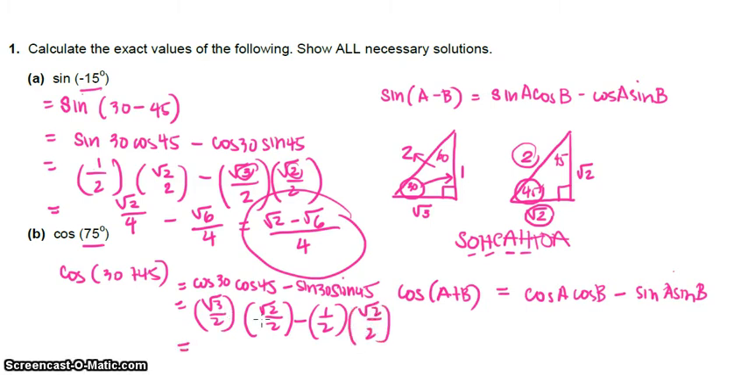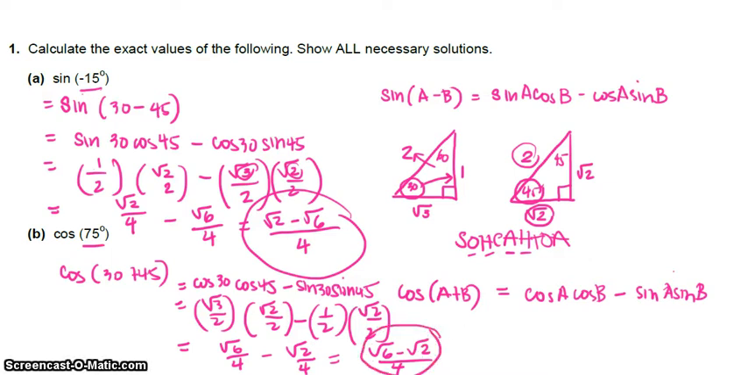And then simplifying this, same idea. This is square root of 6 over 4. This is square root of 2 over 4. Combining the two fractions, you have 4 as a denominator and square root of 6 minus square root of 2. So that's the value of cosine 75.